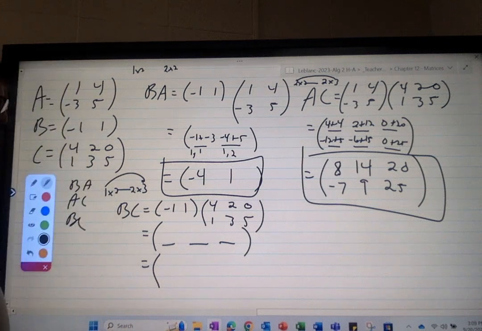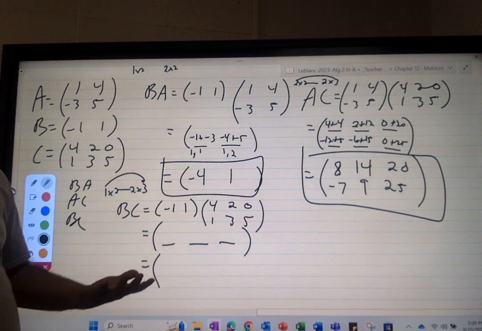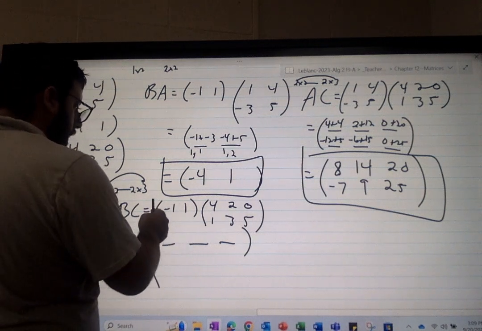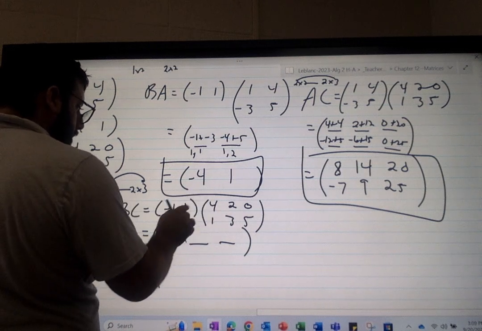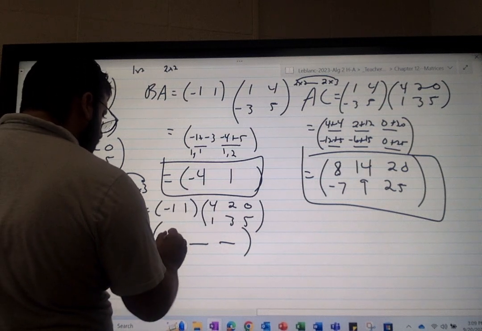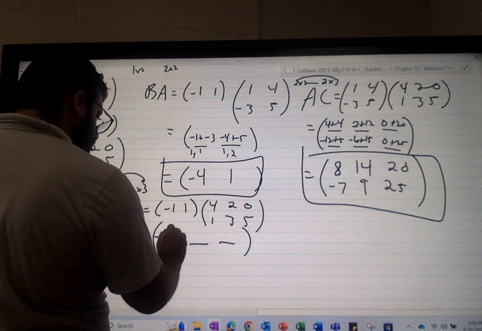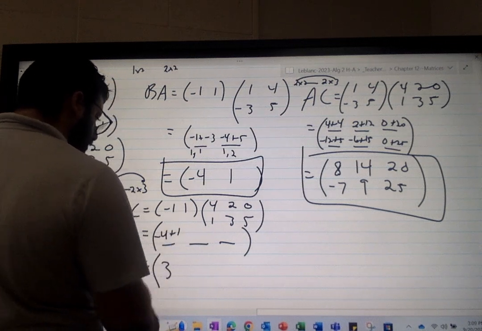All right. So we'll start here. First row, well, again, the only row. First row, first column. Negative 1 times 4 is negative 4. 1 times 1 is 1. Negative 4 plus 1 is 3.